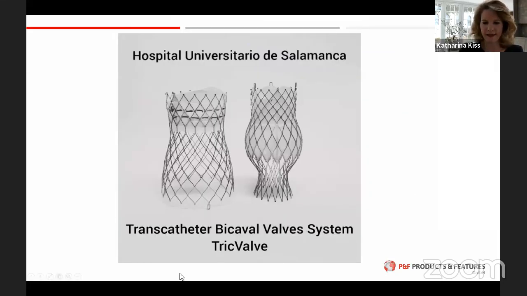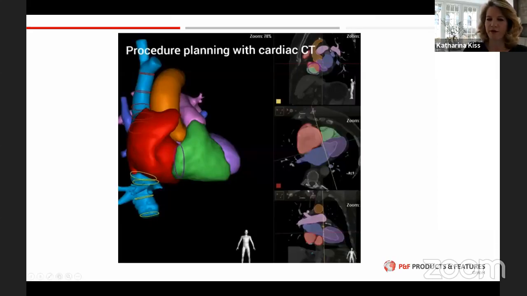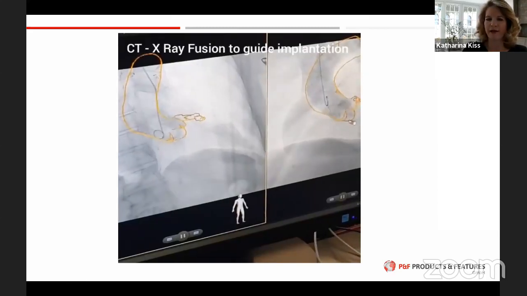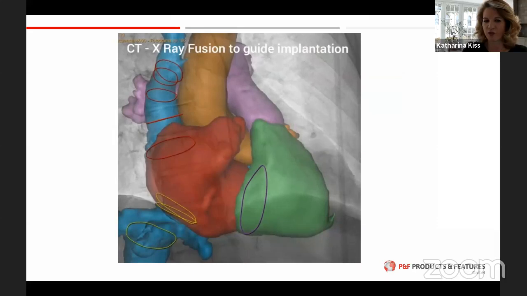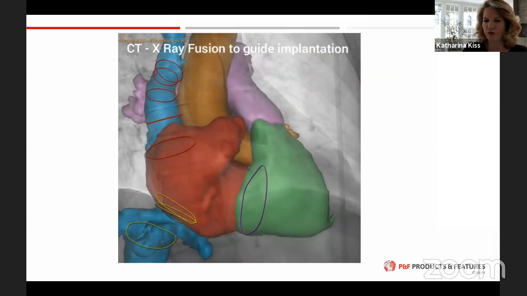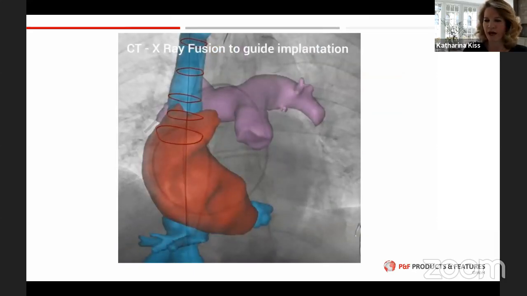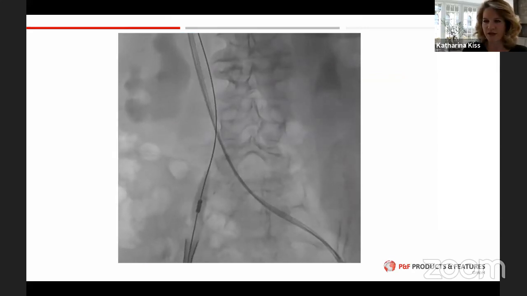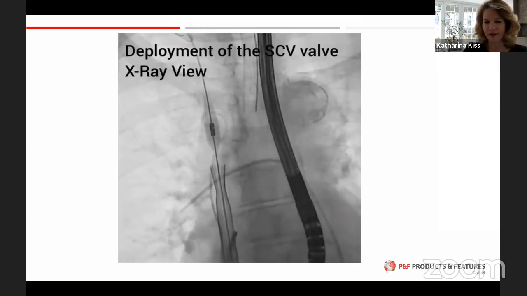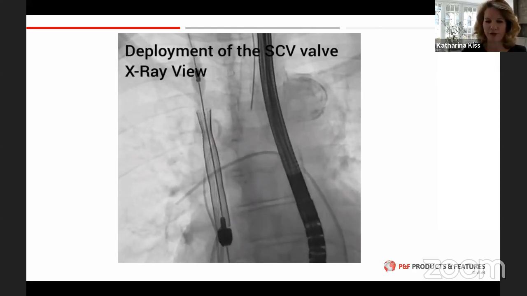This is a nice example from the University of Salamanca, and it shows how important it is to have proper CT planning and the possibility of using CT X-ray fusion to guide implantation in order to reduce fluoroscopy time, but of course also contrast in those patients with renal failure. I think we see more about the implantation process later.